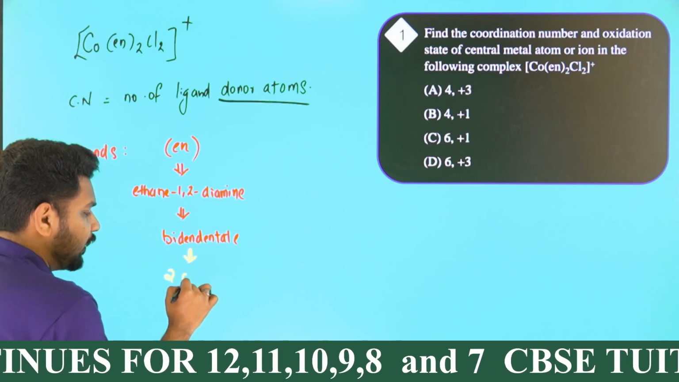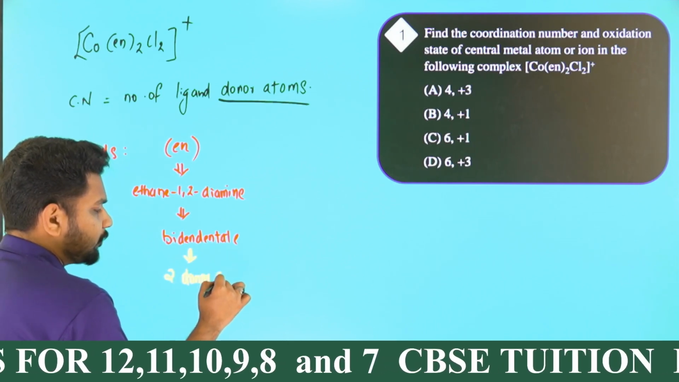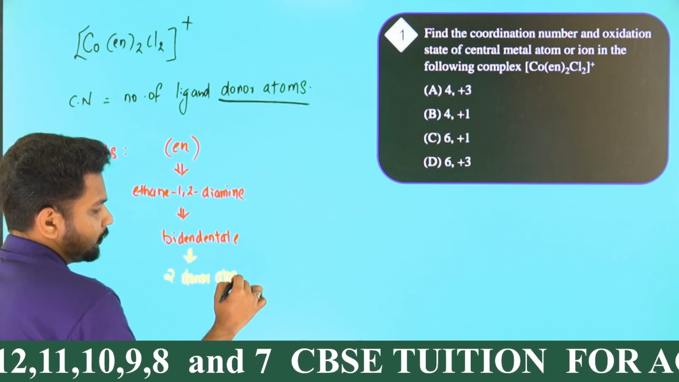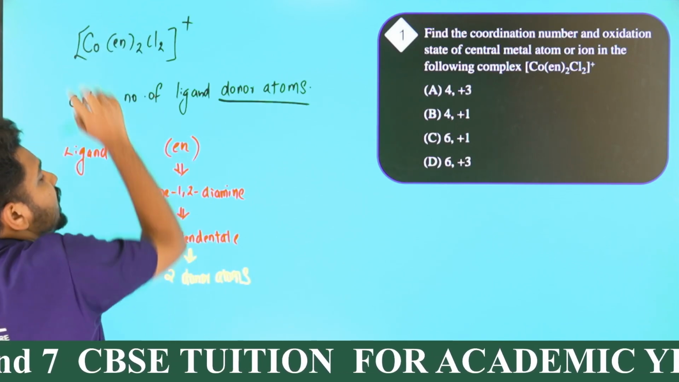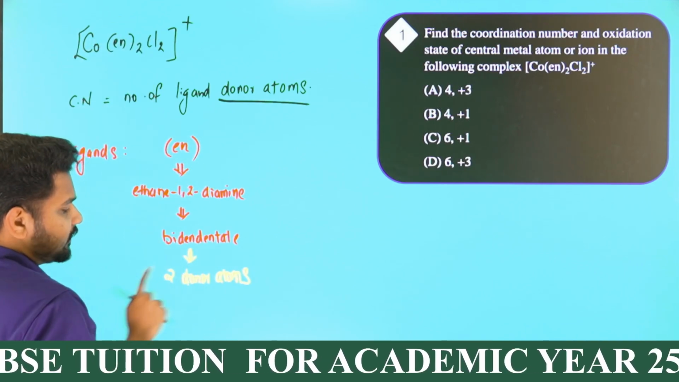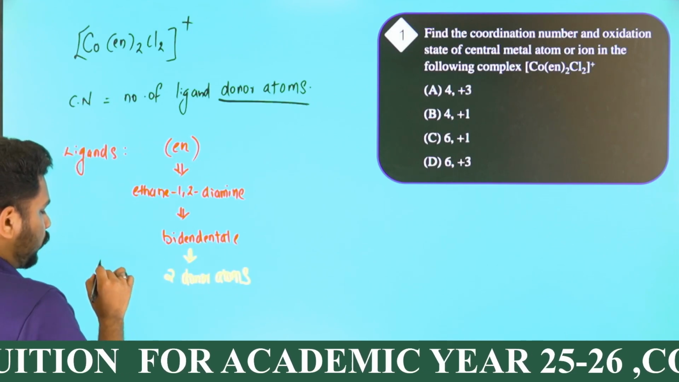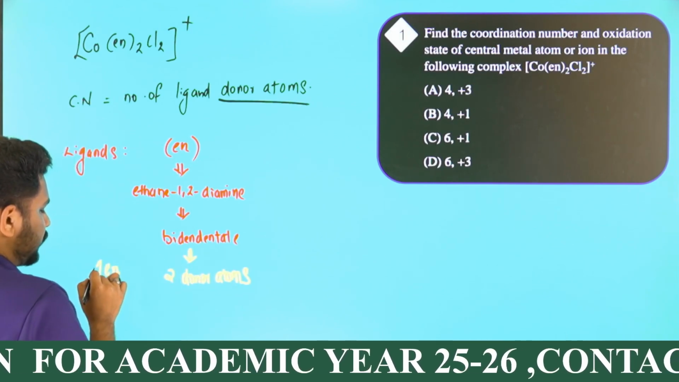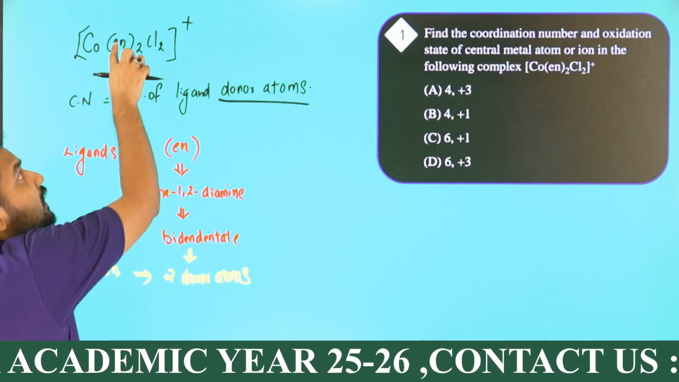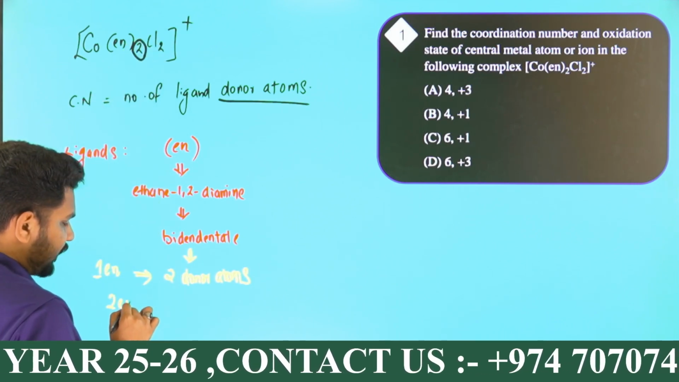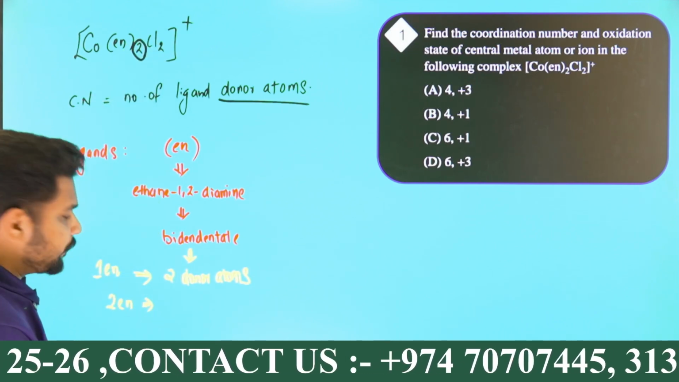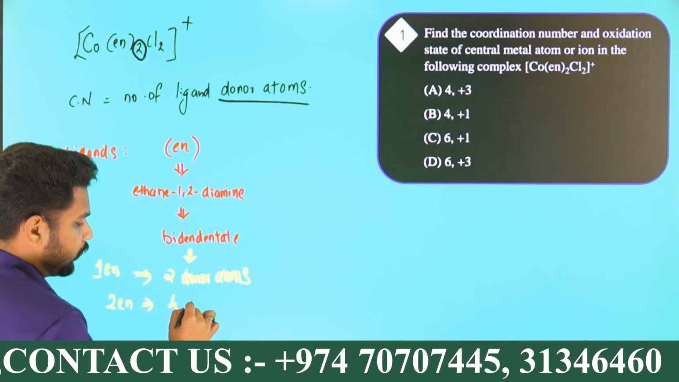So there will be two donor atoms. One en contains two donor atoms. How many en are there? Two en are there, right? So two en will contain 2 into 2, so a total of 4 donor atoms.